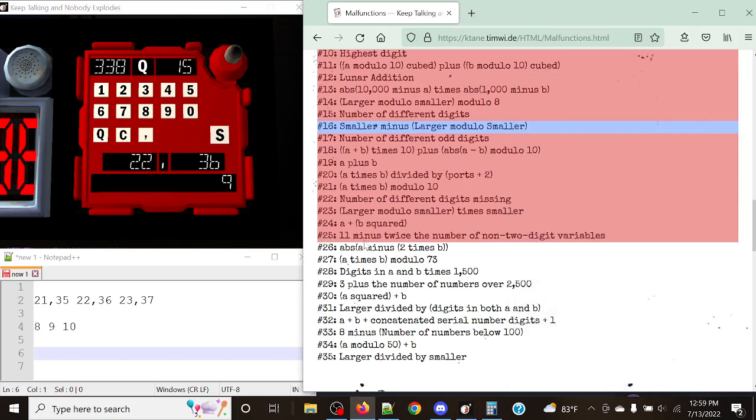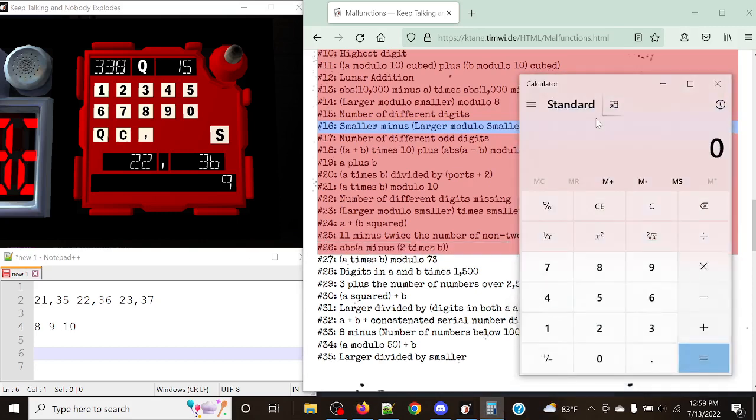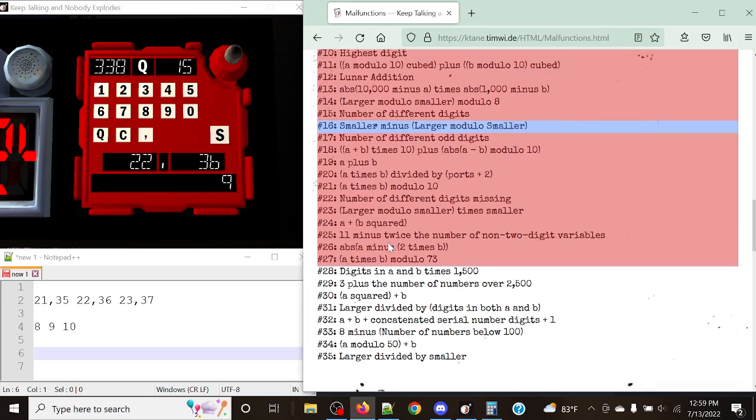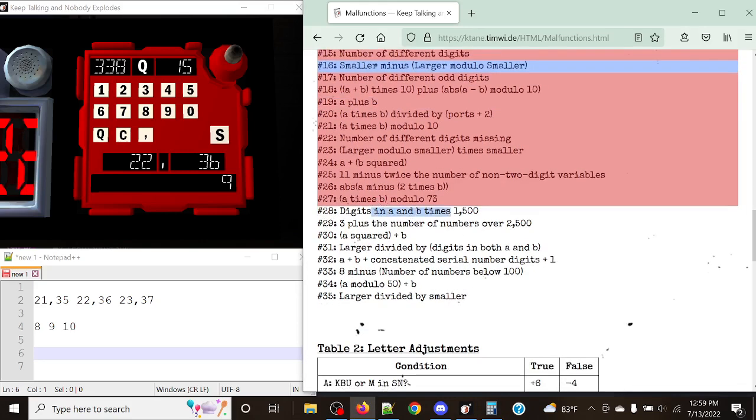Not going to work. A times B modulo 73. 22 times 36 modulo 73. 730. That's not going to work. I can already tell. Let's get rid of that one. Digits in A and B times 1500. Nope. 3 plus the number of numbers over 2500. No, because it's always going to result in 3. A squared plus B. Nope. Larger divided by digits in both A and B.